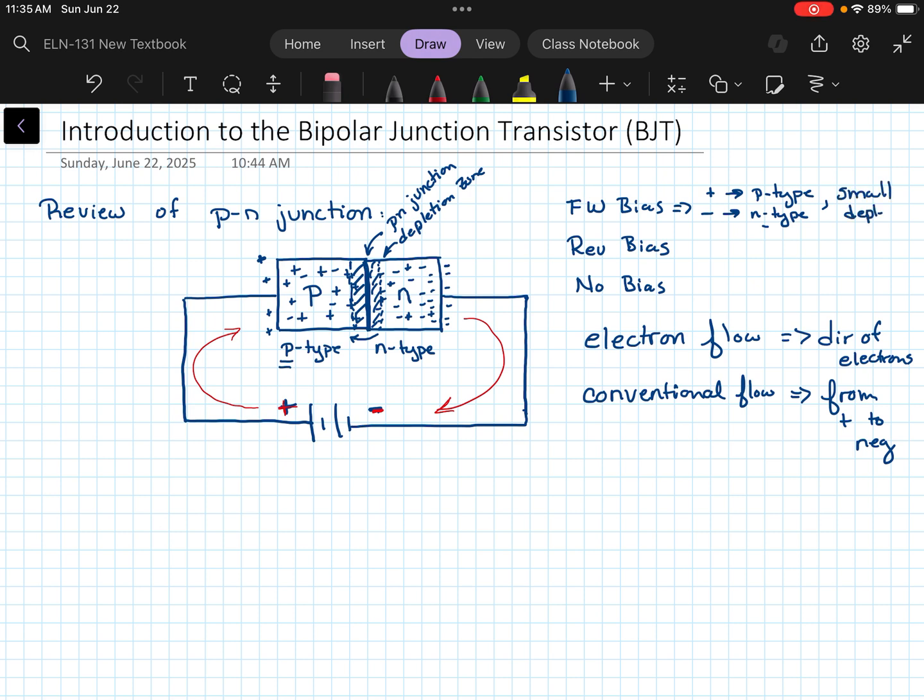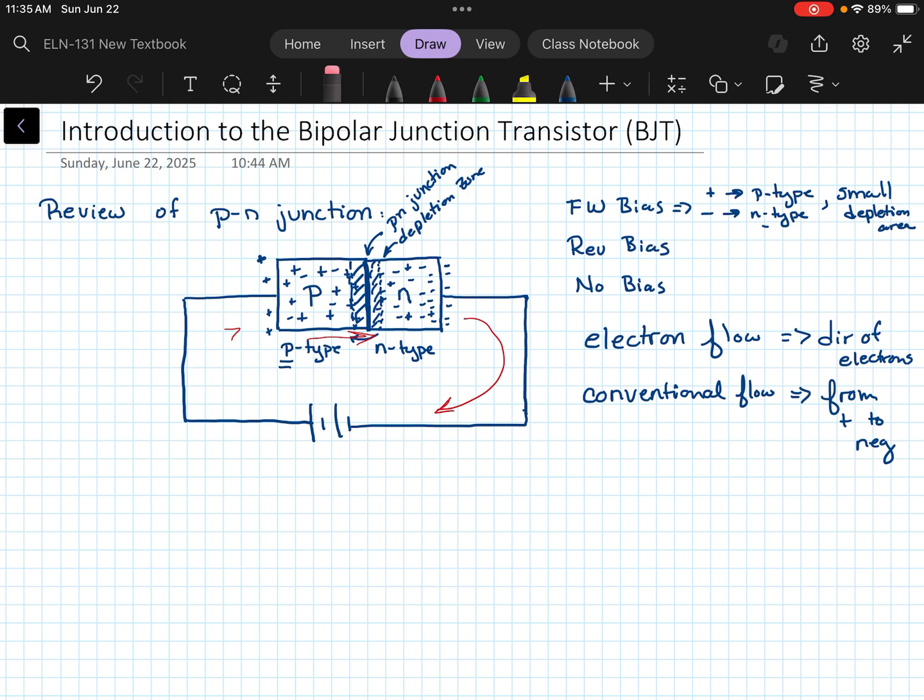A small depletion area or zone. So that actually allows us to establish that current flow through that junction. Okay, in reverse bias, let's look at what happens in the reverse bias.